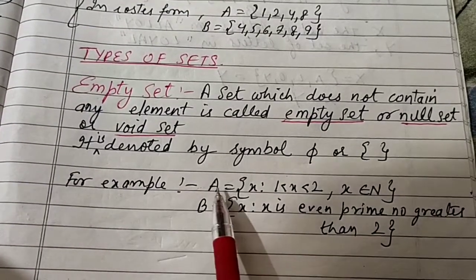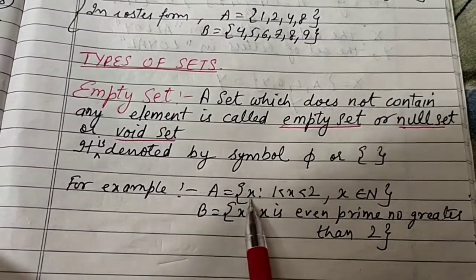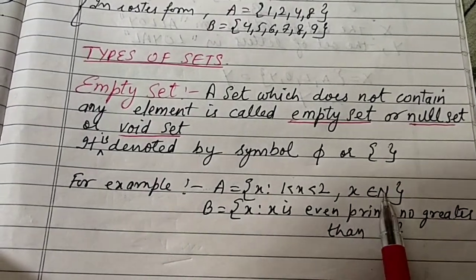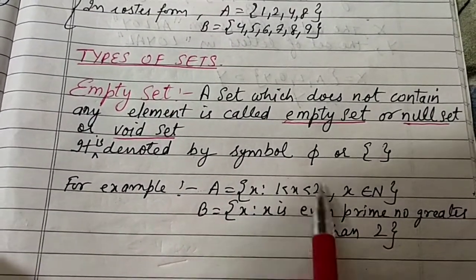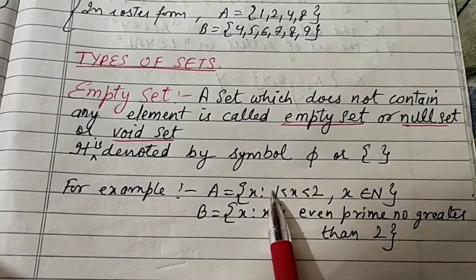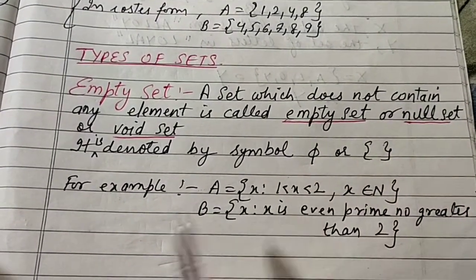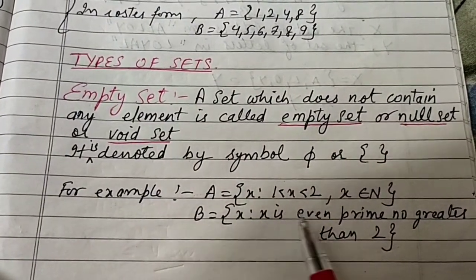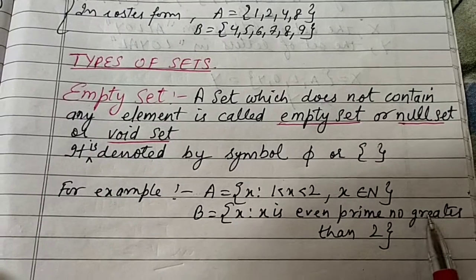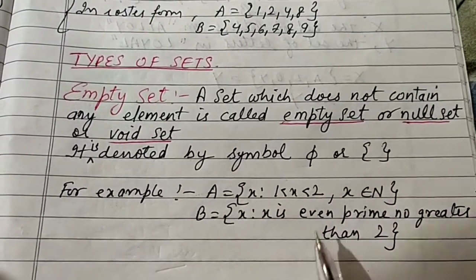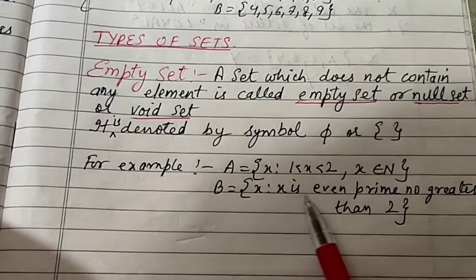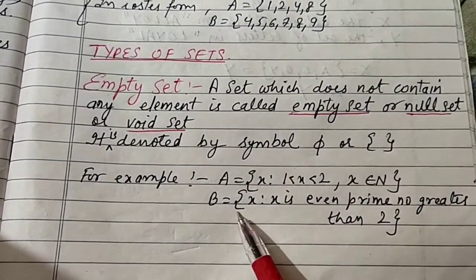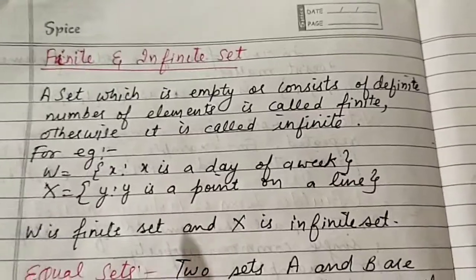For example, A = {x : x lies between 1 and 2 and x belongs to N}. As you know, there is no natural number between 1 and 2. So this is an empty set. Second example is B = {x : x is an even prime number greater than 2}. You know, only one prime number is even, that is 2. There is no even prime number greater than 2. So it is also an empty set.